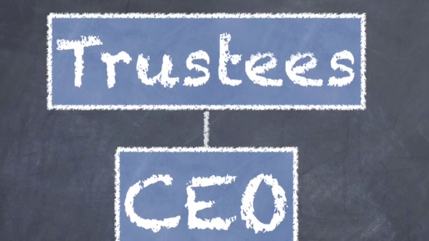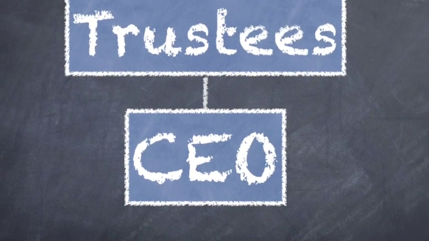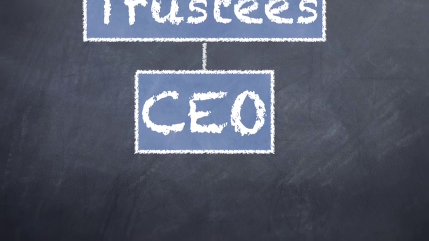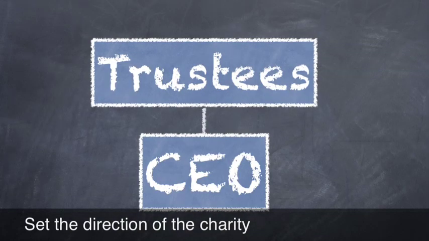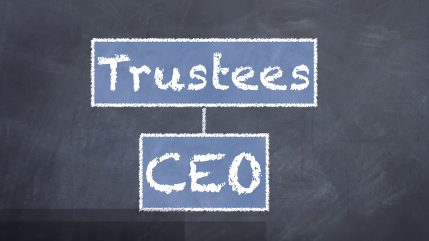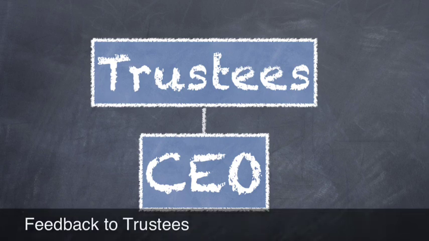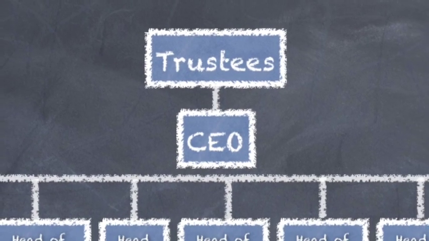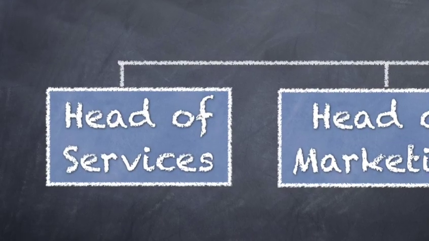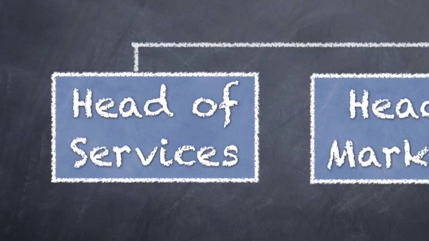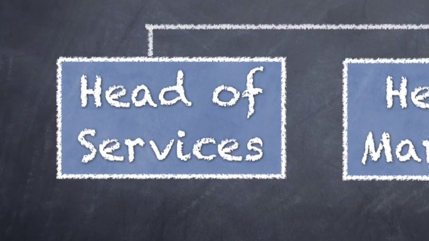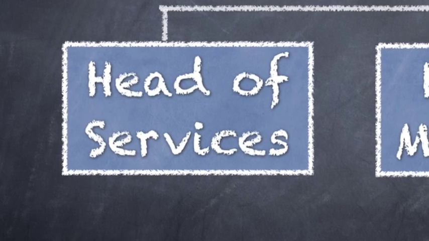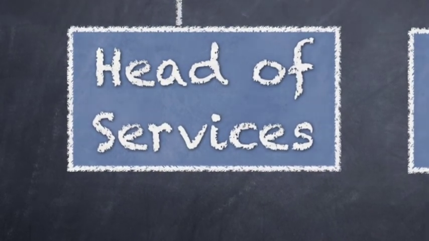Feeding into your trustees may be a director or chief executive of the charity. They often take responsibility for setting the direction of the organisation, ensuring there are enough funds to deliver the services, and feedback to trustees on how objectives are being met. There will usually be a team responsible for delivering the charity's services, such as offering treatment to disabled children, improving environmental behaviour, or researching treatments for cancer.